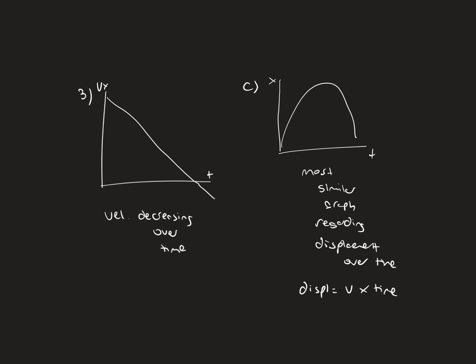In problem number 3, we're given a graph. The y-axis has Vx and the x-axis is time. As we see, as time progresses, the Vx is going to go downwards. So the velocity is going to decrease over time.